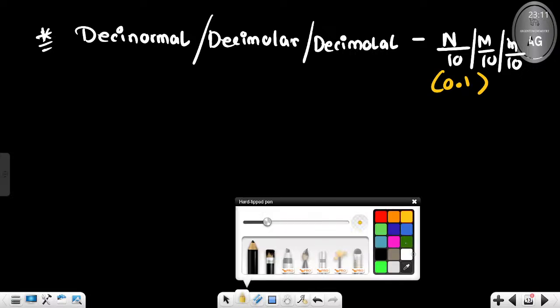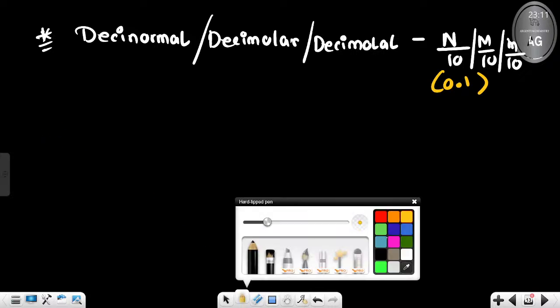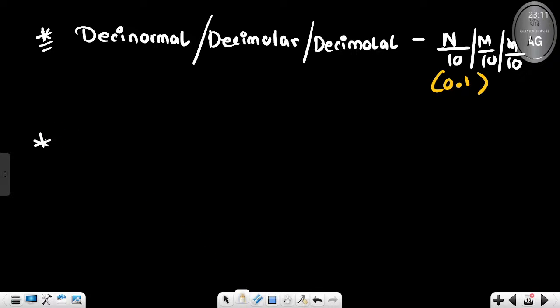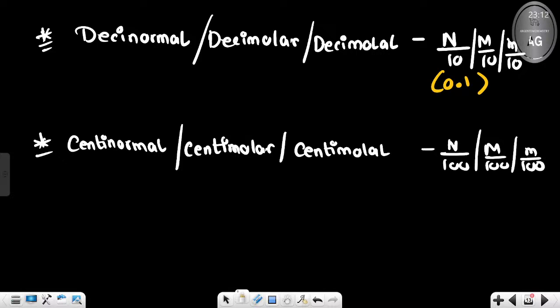Okay, next. Decinormal you got. Next, sometimes you will get centinormal, or you will get centimolar. Very rare centi is given, but still, then you might get centimolal. Deci is divided by 10, then centi will be divided by 100. So it's going to be n by 100, or m by 100. This is nothing but basically 0.01.